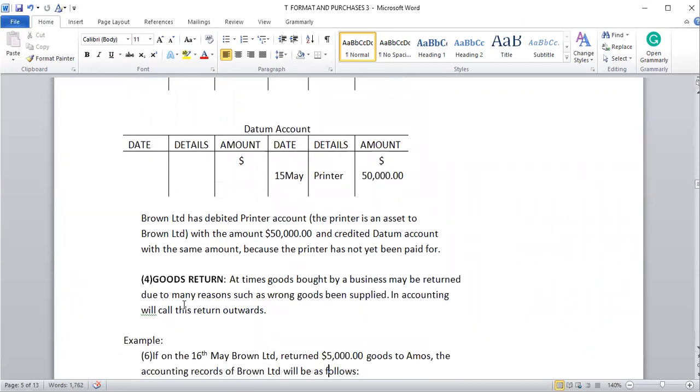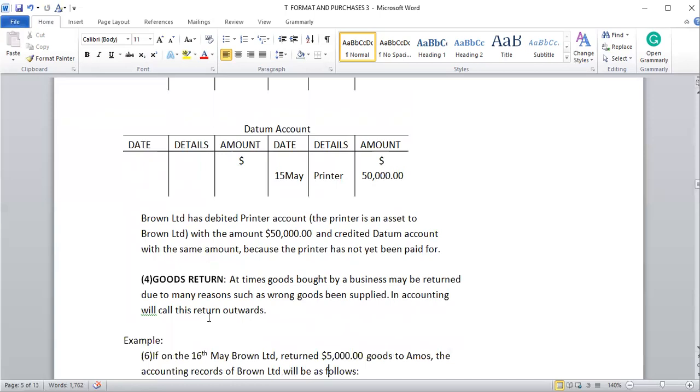So our last lesson for goods return. When we say goods return in accounting, what's the meaning? At times, goods bought by a business may be returned due to many reasons, such as wrong goods being supplied. In accounting, we call this return at loss.